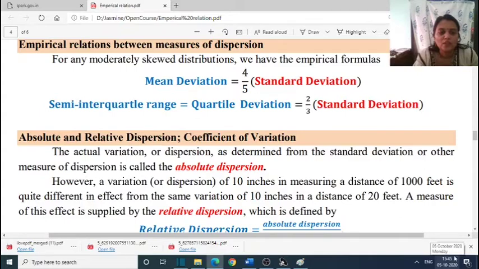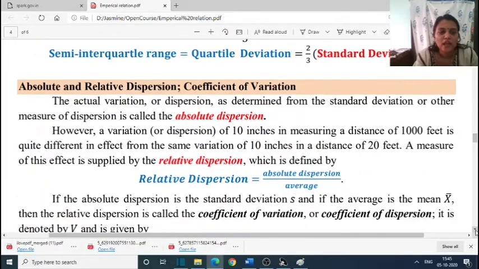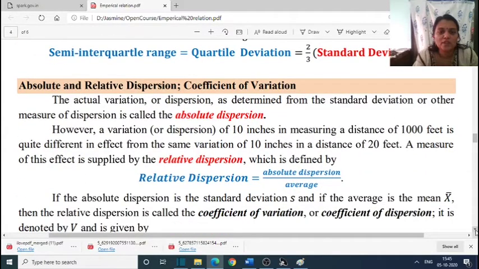Absolute and relative dispersion, or coefficient of variation. The actual variation or dispersion as determined from the standard deviation or any other measure of dispersion is called the absolute dispersion. However, a variation of 10 inches in measuring a distance of 1000 feet is quite different in effect from the same variation of 10 inches in a distance of 20 feet.